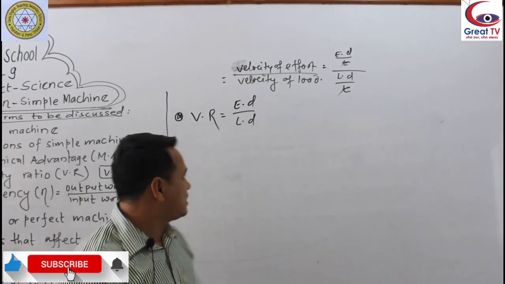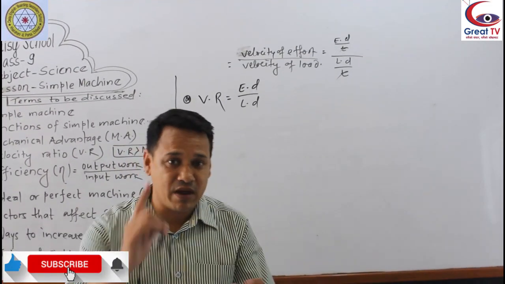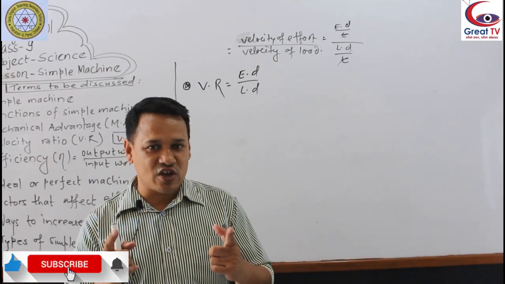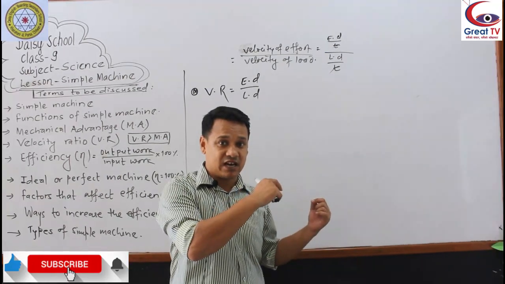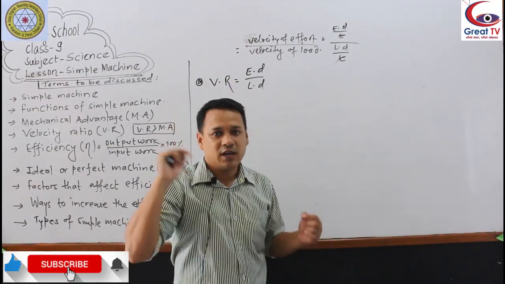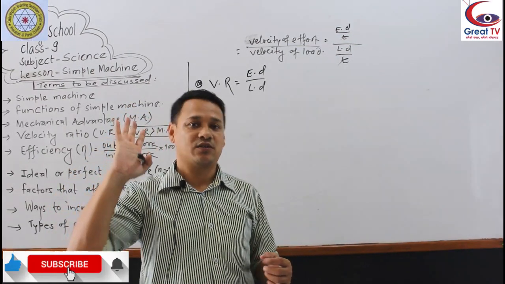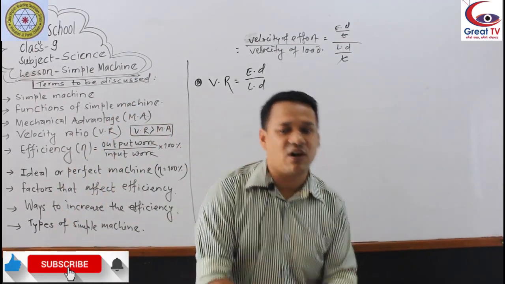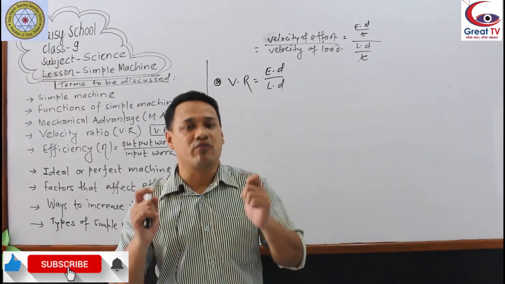So definition is ED by LD. That's why, what is velocity ratio? In exam it may be asked, don't forget. Velocity ratio means ratio of effort distance to the load distance. In mechanical advantage, load to effort. In velocity ratio, effort distance by load distance. Don't forget. So ratio of effort distance to load distance is called velocity ratio.